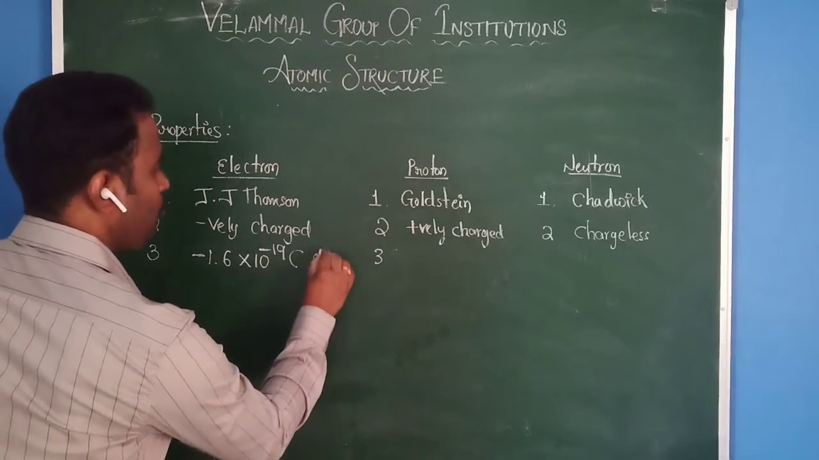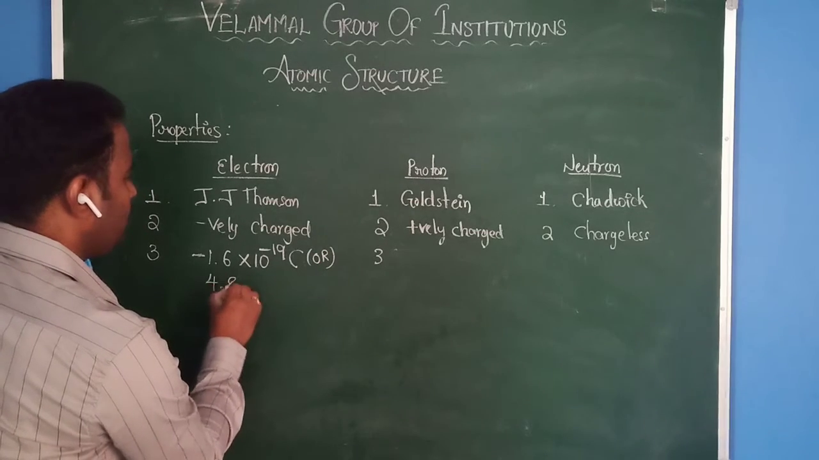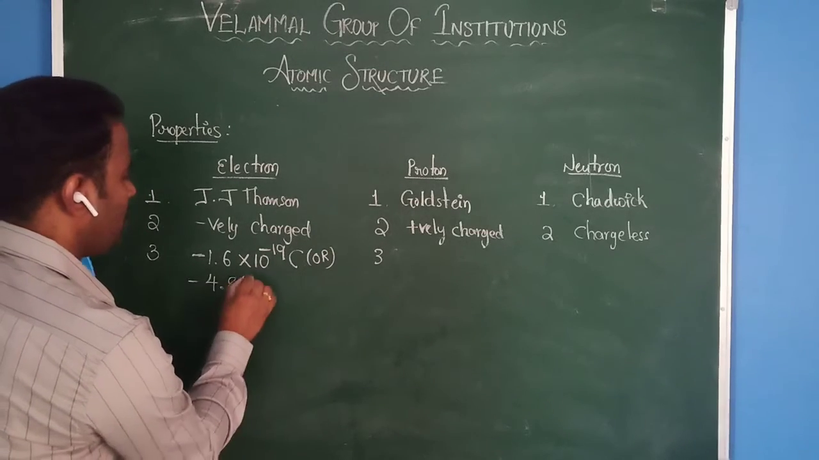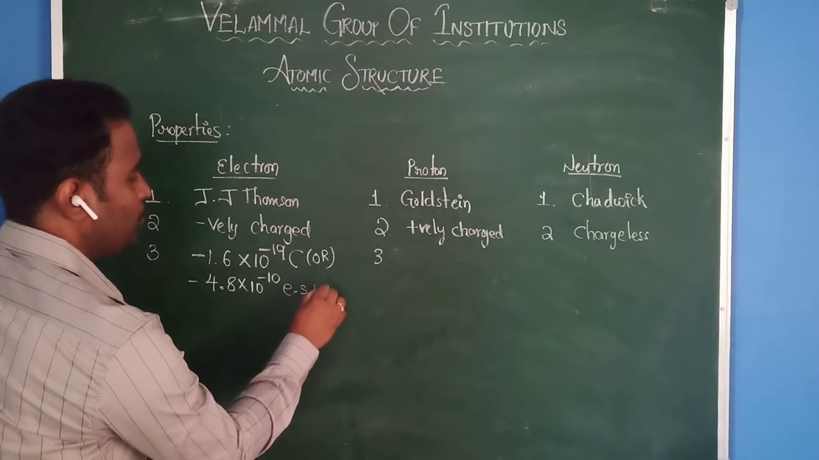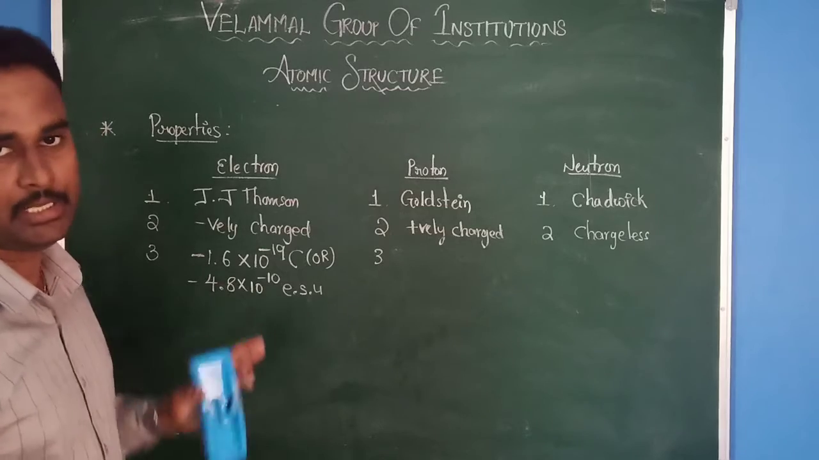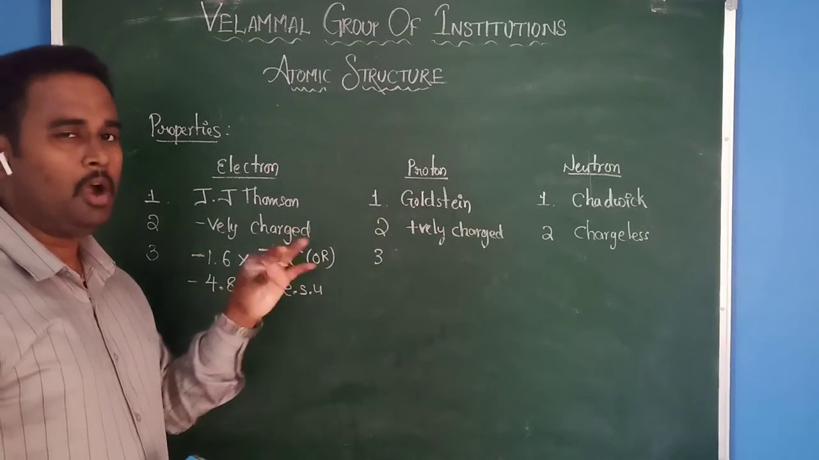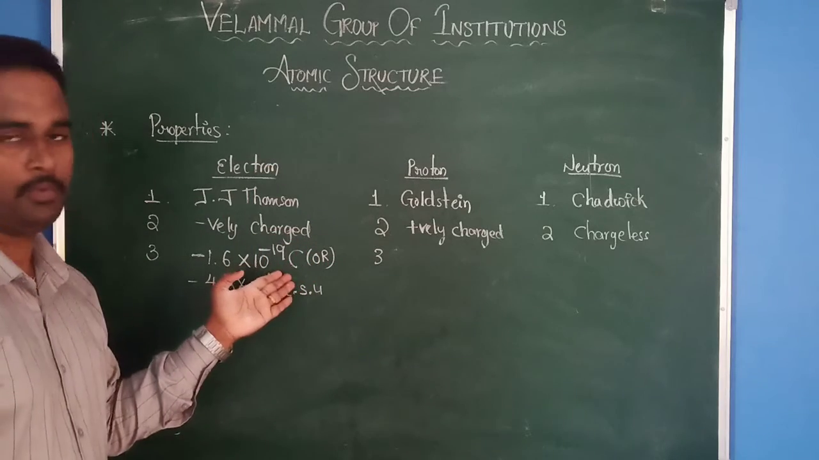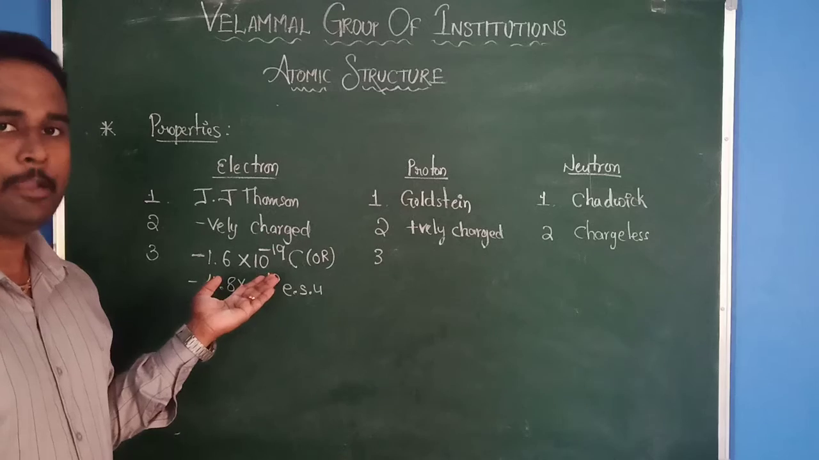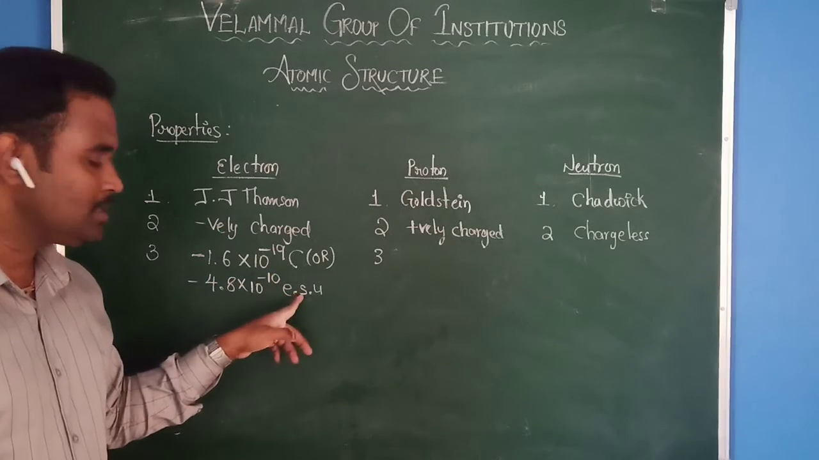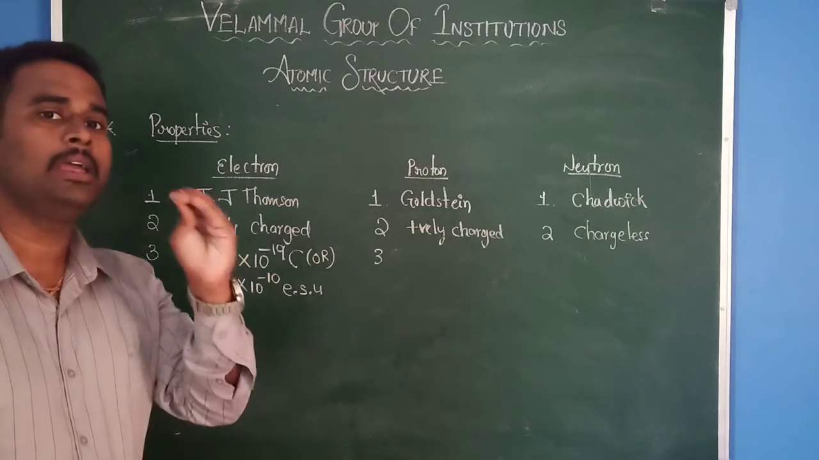One more value is there. That is 4.8 into 10 power minus 10 ESU, electrostatic units. You can use any units, either coulombs or ESU. Normally we say charge in coulombs only, but if you want to write, you can write minus 4.8 into 10 power minus 10 electrostatic units. These are the two units which you use to calculate the charge.